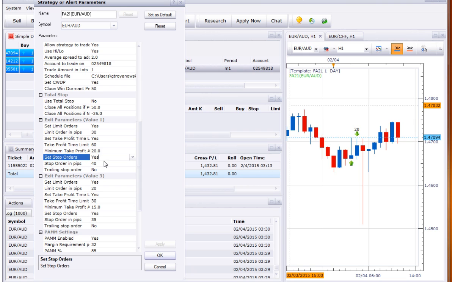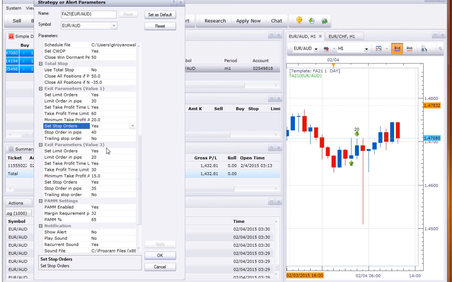Set stop orders as a yes. You never want to trade without a stop loss order. And here I have it set to 40 pips, and I don't use trailing stops. So these are the parameters to exit when a trade is traded under value 1, which is a direct trade. On value equals 3, which is a reverse trade, same thought, you set limits. Now on a reverse trade, I don't use the same limits.